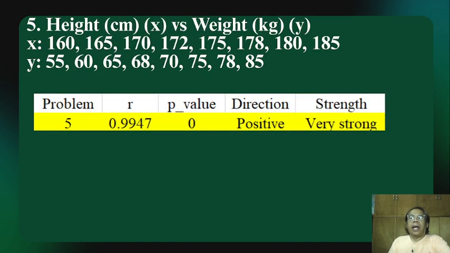Number 5. Height in centimeter versus the weight in kilograms, and then that is our Y. So these values of X and Y, place them in Excel and using our computation for R, equal correl, open parenthesis, range of X and then range of Y and then enter, you will get the coefficient to be 0.9947. The p-value is 0, the direction is positive, and then the strength is very strong.